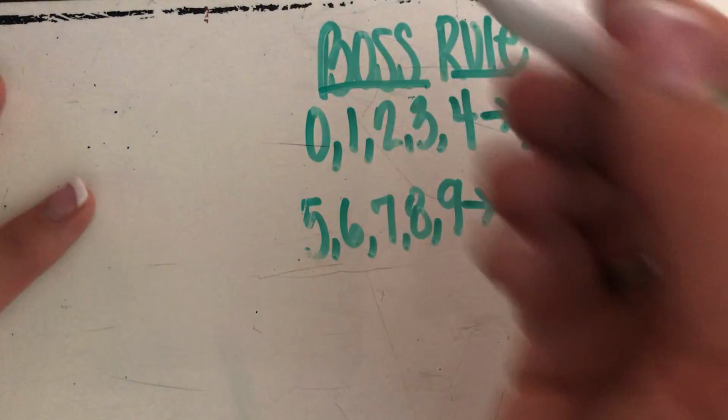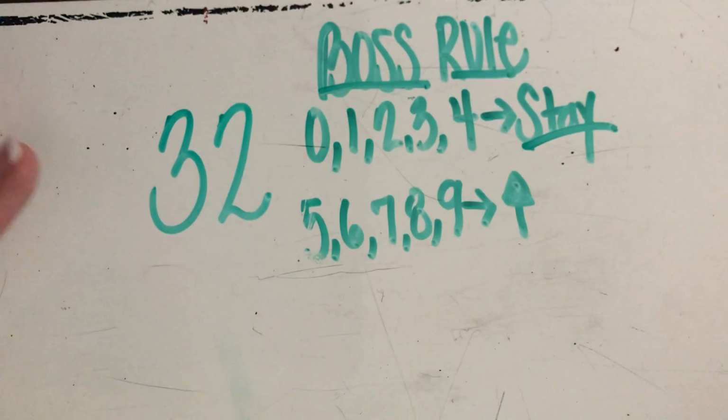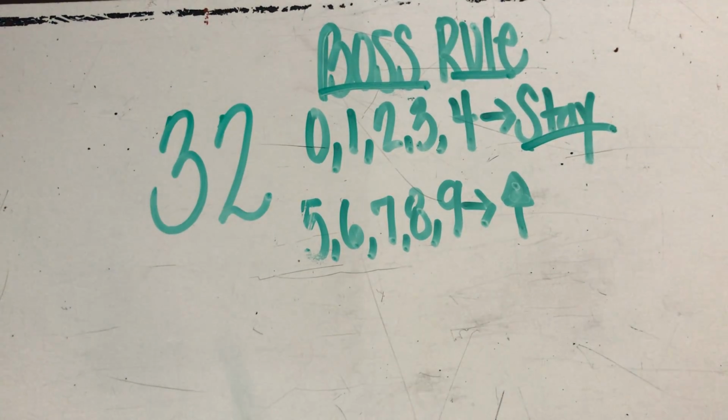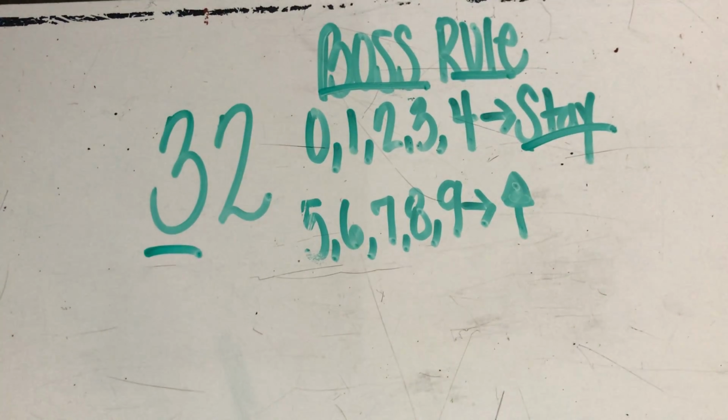Okay, now I want you to write 32. Write 32 on your dry erase board. Let's identify the rounding digit and let's identify the boss. The rounding digit, since it's to the nearest 10, is what? The 3. Underline your 3 because you're identifying that as the rounding digit.